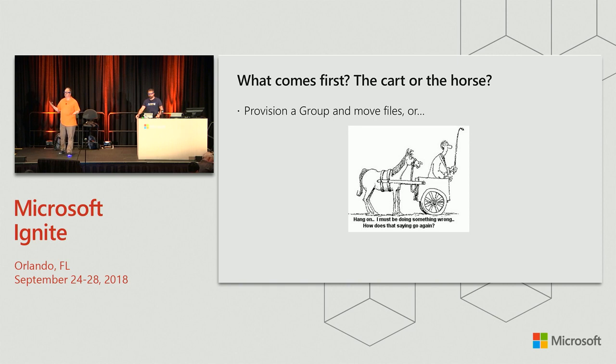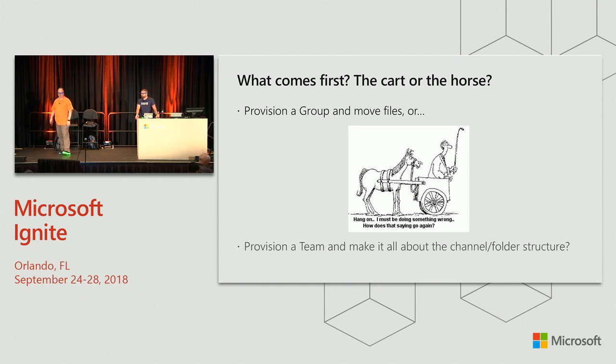You've got this, horse and cart. Which one goes first? Do we provision the team first to make the channel folder structure? Part of the problem is people go, okay, I think it's this way, and I'll go create all these different channels. And then someone comes along and says, no, that's not how we do it. I'm going to go create more channels. Everybody thinks they've got their own way to do it.